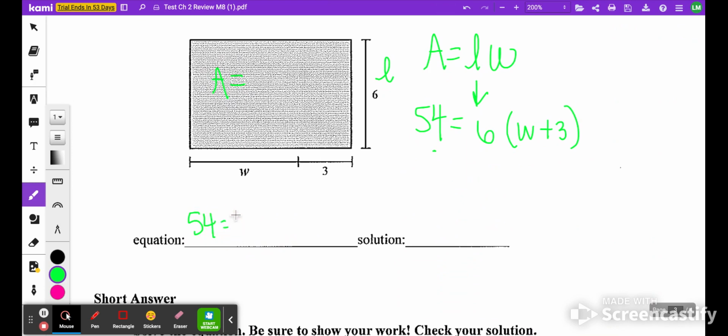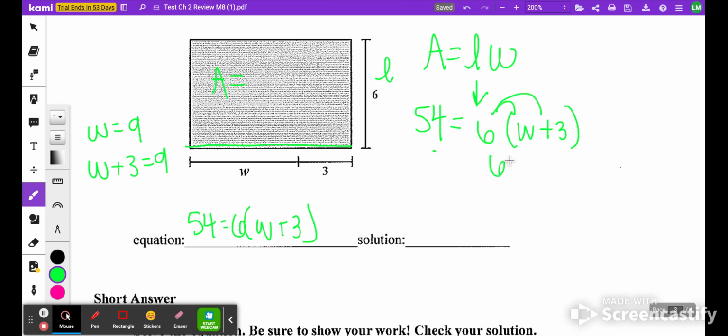54 is equal to 6 parentheses W plus 3, because I need to add these together to get the entire length. You could also say that the width has to be equal to 9, and right now we have W plus 3 should be equal to 9, and this can also be another way where you find whatever W is equal to. I'm going to start over here where I originally had it.